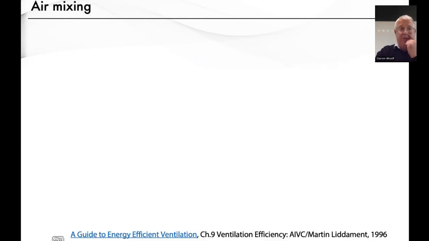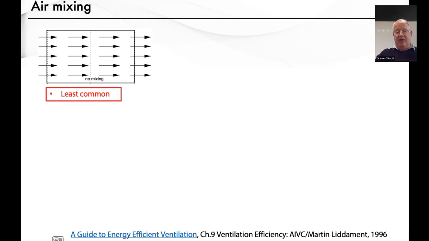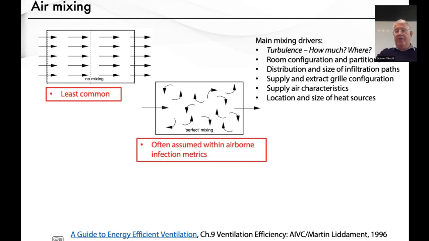So now a little bit on air mixing. So this guide at the bottom, a guide to energy efficient ventilation. It's quite old now, 1996. It's a great guide to get into ventilation. It's a free book that you can get online. And in the chapter ventilation efficiency, there's many other aspects within the book. It talks about air mixing. So you've got this no mixing, or this plug type flow, which is least common. You've got what's called perfect mixing, and this is often assumed within airborne infection metrics.